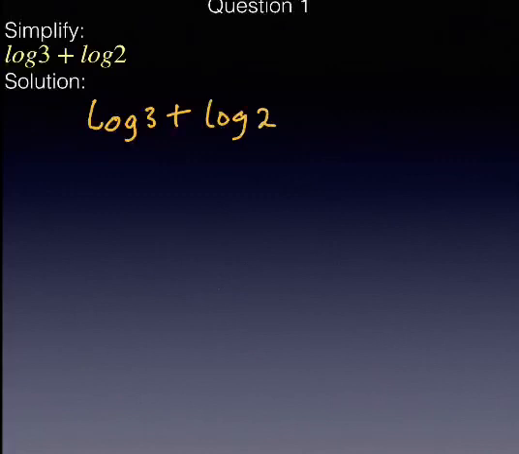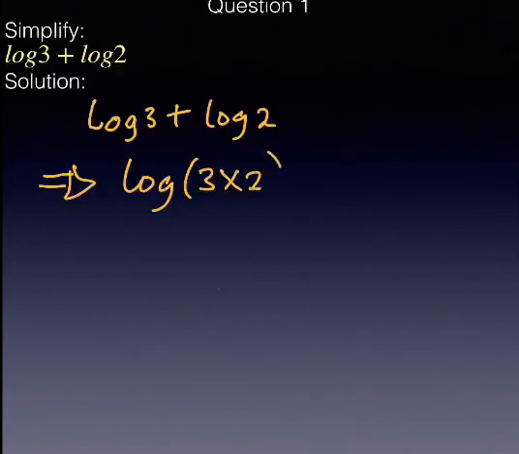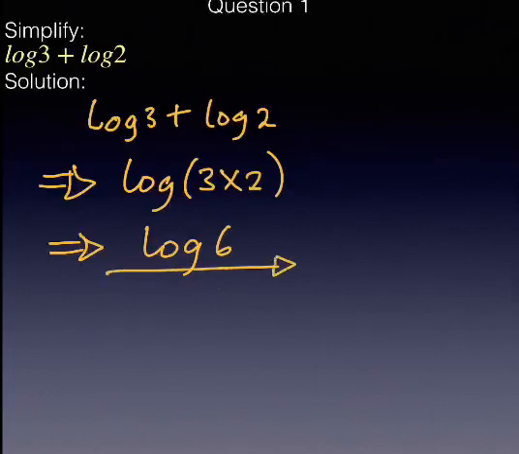So if we apply rule number 1, we know that the log can be changed from addition form to product form. This means that we have a single log of 3 multiplied by 2, which is gonna give us log 6. So all right guys, that's here.